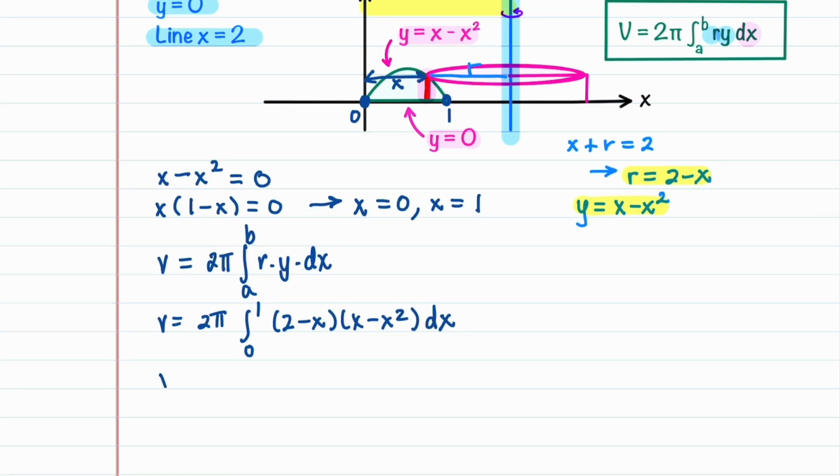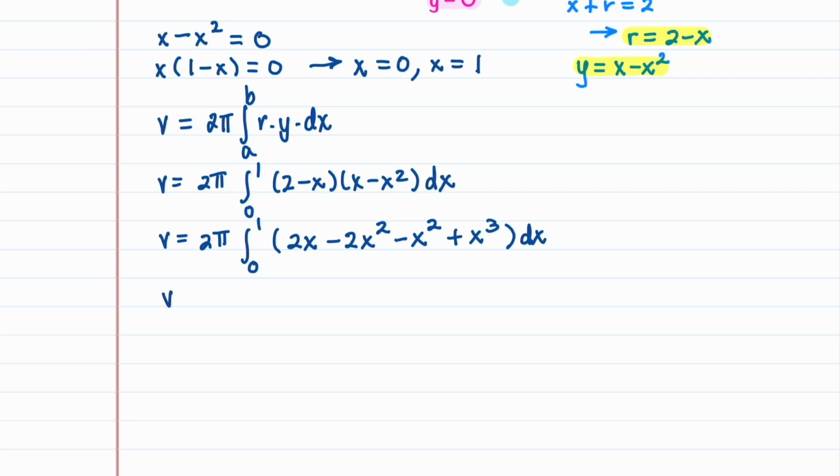Before we integrate this, we are going to multiply out what we're integrating. We can use the FOIL method. Multiply the first terms, which is 2x. We'll multiply the outer terms, which is minus 2x squared. And then the inner terms gives us minus x squared. And then our last terms gives us plus x cubed, dx. Looks like we can combine our x squareds, so let's do that before we integrate. This gives us 2x minus 3x squared plus x cubed times dx.